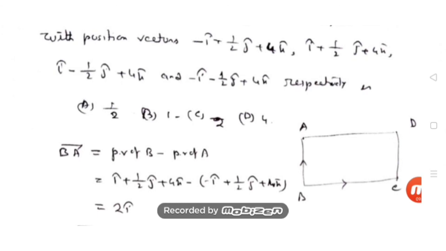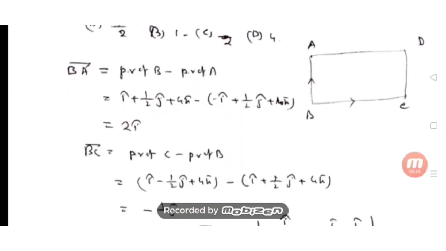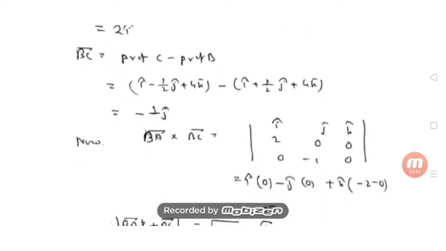So BA cross BC means what? Now I am going to do the calculation. BA is the position vector of B minus the position vector of A. Substitution gives you 2 i cap. Similarly, BC is equal to the position vector of C minus the position vector of B. Put the values and we get it.